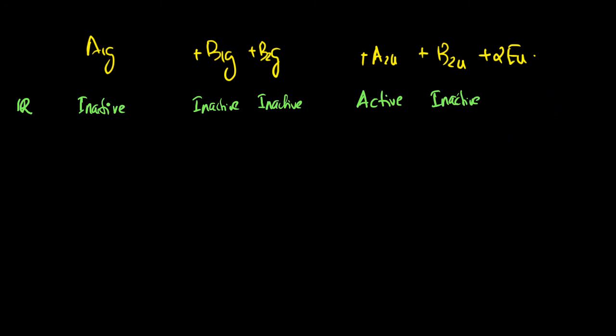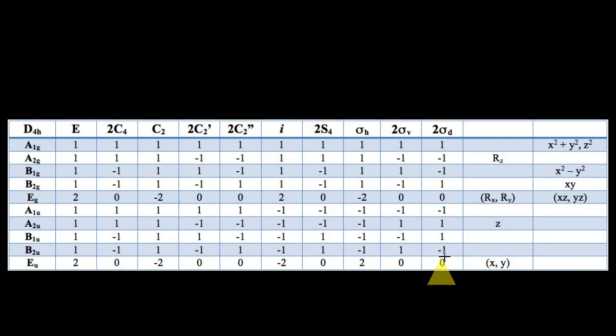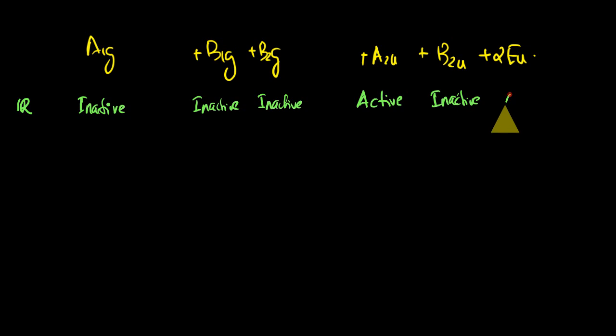And the last one, there are two EU. What about EU? Is there any XYZ corresponding? Yes, there is X and Y. So that is active. Let me write IR active. So how many IR active lines are there? This A2U is IR active. Then there are two EUs. Both of them are IR active. All other symmetries belong to IR inactive ones, right?